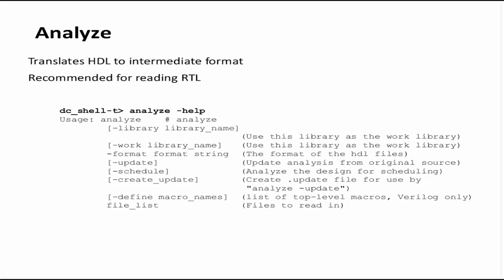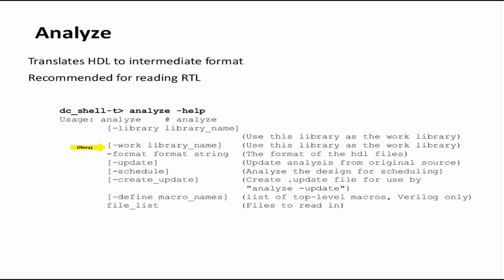Its options are -library name and -work library name. These two are just to specify what library you would use to store the intermediate output after reading the RTL. This is in conjunction with the define_design_lib we saw earlier. The brackets here mean that this is an optional argument. So -library name and -work library name are both optional arguments. Since this command is common for Verilog and VHDL, that's why you have two arguments, -library and -work.